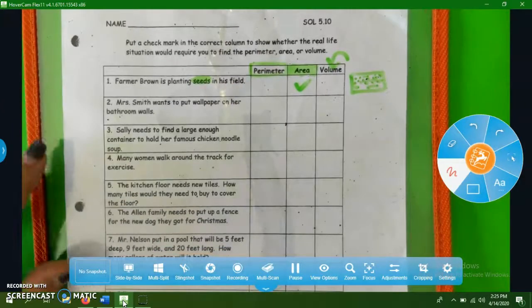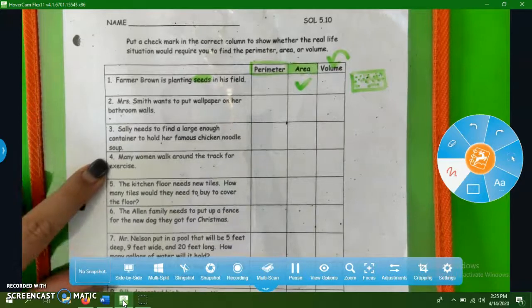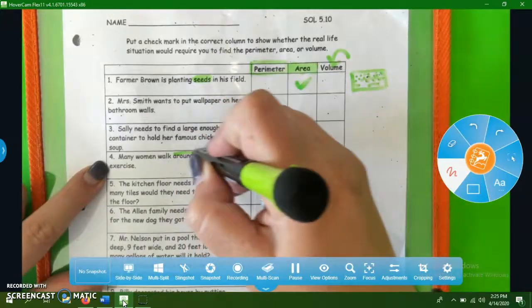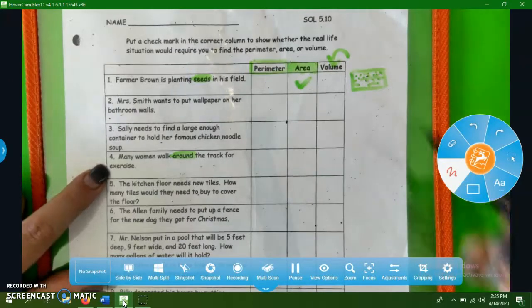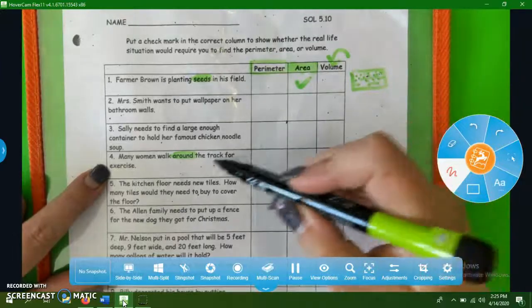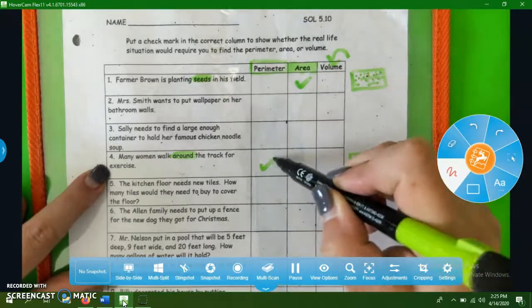Next, let's skip down to number 4. Many women walk around the track for exercise. So the key word there would be "around." If you're thinking about a track, you're thinking about these 3 words. If we're going around the track, then we would be looking at the perimeter.